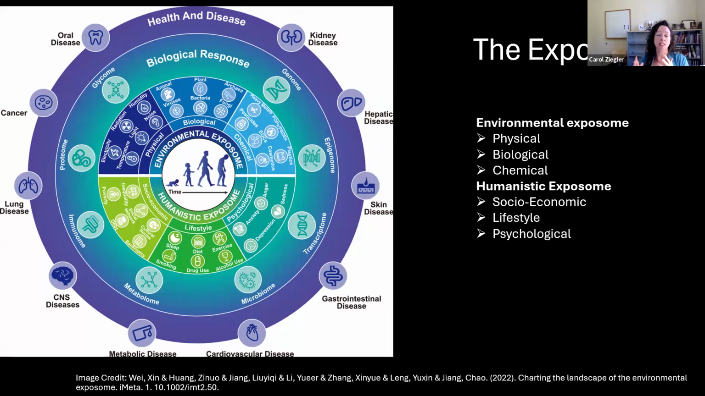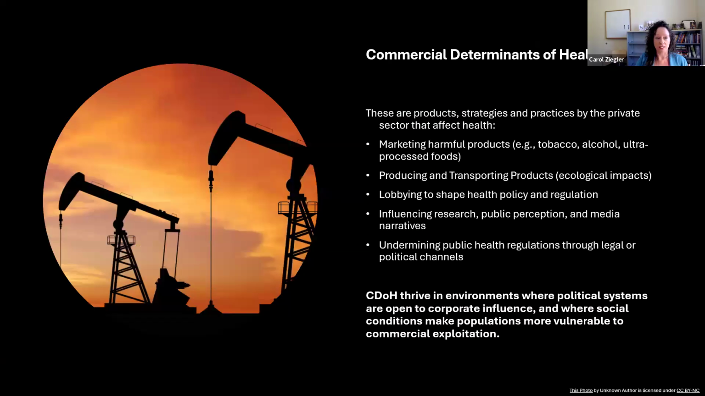But it really is just the cumulative exposures of a person across their lifetime, even in utero, even beyond. So what their grandmother was exposed to, how that's affected their epigenetic system, how relationships affect you for better or worse, right? Everything you're exposed to across the life course. So physical, biological, chemical, and then socioeconomic, lifestyle, and psychological. So we bring all these things together within this course.